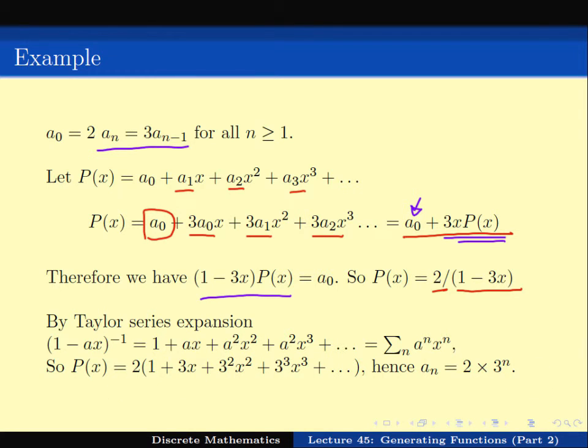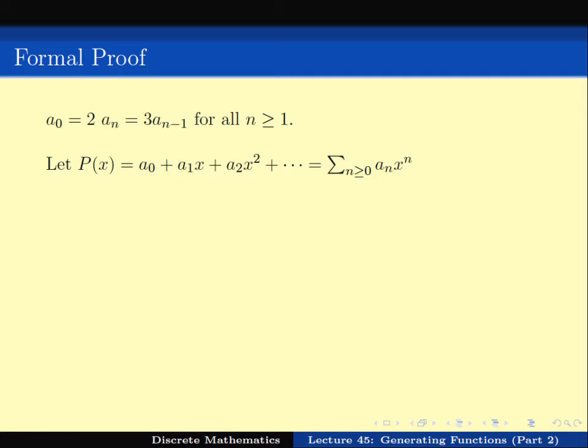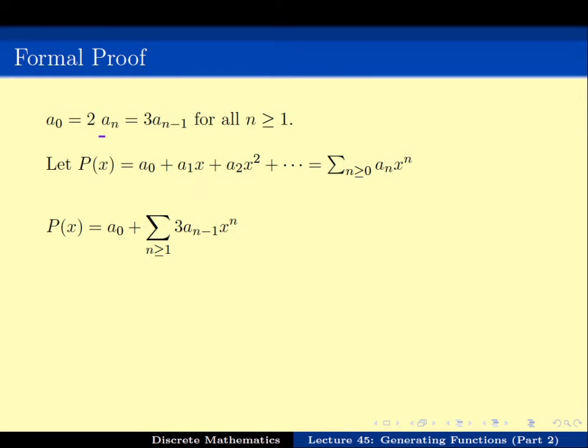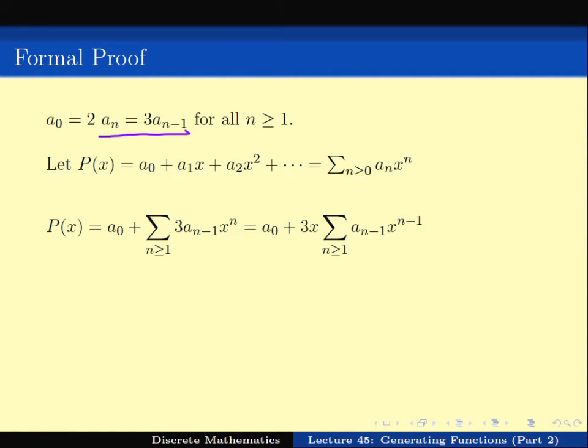So we will see how to write it down formally once. In the formal proof, we have this. The p(x) is the summation of an x to the power n. So p(x) equals a0 plus the sum for n greater than or equal to 1. In that case I get an, which is 3 times an minus 1. This is where I have used the recurrence relation, which means I can take 3x out, so I get a0 plus 3x times the summation of an minus 1 x to the power n minus 1, n greater than or equal to 1.